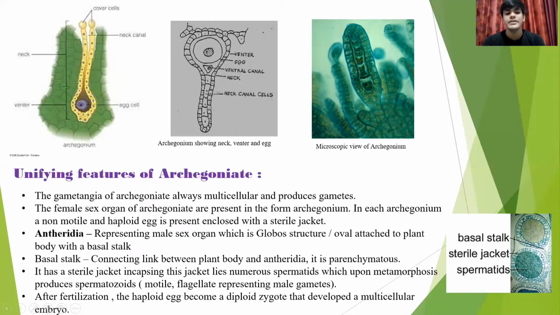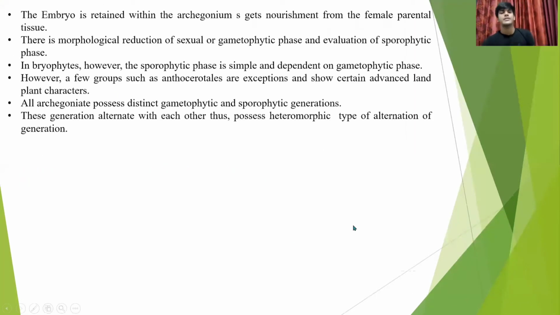Now, after fertilization, the haploid egg becomes a diploid zygote, and further division leads to the embryo. But the best part is that the embryo is retained within the archegonium. Why? In bryophytes, the developing sporophyte is totally dependent upon the gametophytic plant body for nourishment and for further division. There is a morphological reduction in the sexual and gametophytic phase and an evolution of the sporophytic phase. What does this line mean? That there is a morphological reduction of the sexual and gametophytic phase and an evolution of the sporophytic phase.